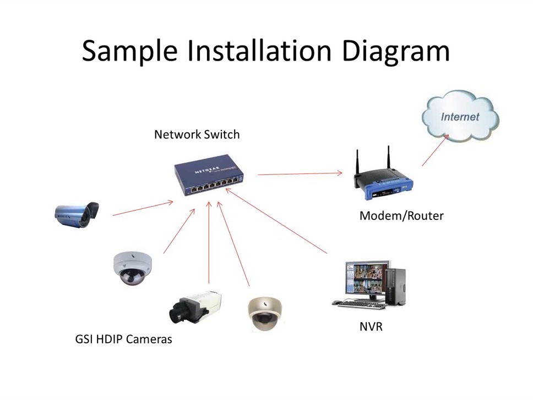Here's a sample installation diagram. So here we have our IP cameras, and they all connect to a network switch, and your NVR will connect to it too. And then if you need internet on it, then you would connect the switch to a modem router.